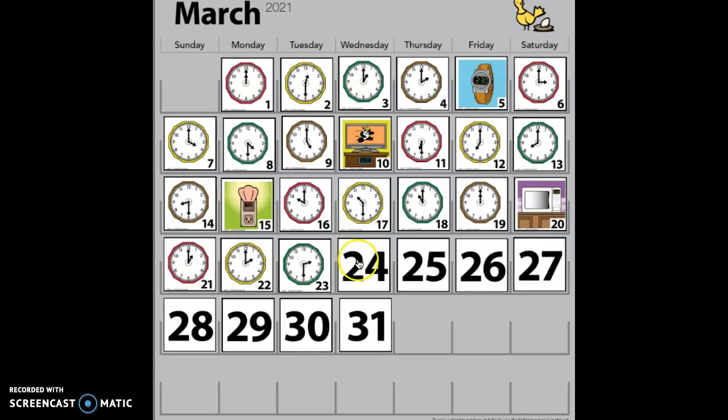Next to number 2, you are going to draw the clock on the back of this card. Alrighty, friends, you are going to draw 3 o'clock p.m. on number 2. Press pause if you need more time to do that.